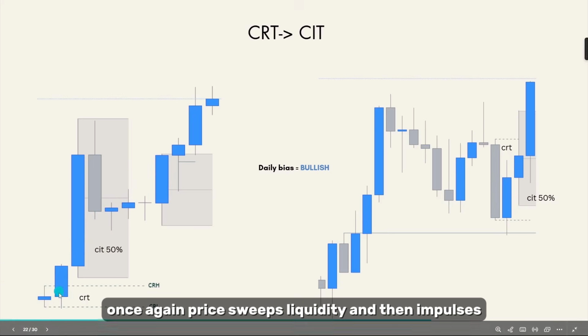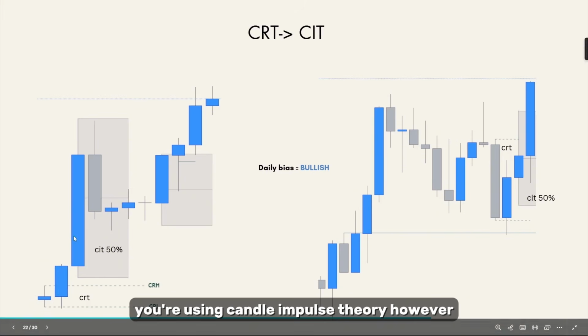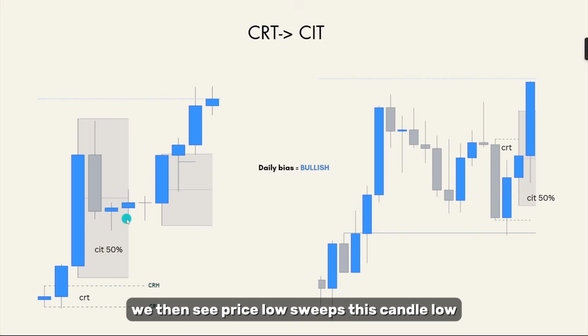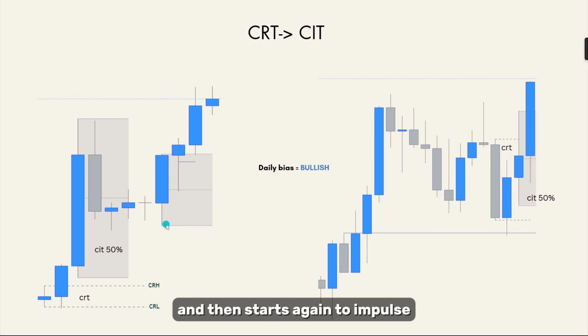Once again, price sweeps liquidity and then impulses. When price is impulsing, you're using candle impulse theory. However, when the price starts to range, like with these candles right here, we then see price sweeps this candle's low and then starts again to impulse, candle impulse theory. You're looking to trade that 50% wick all the way towards the highs.